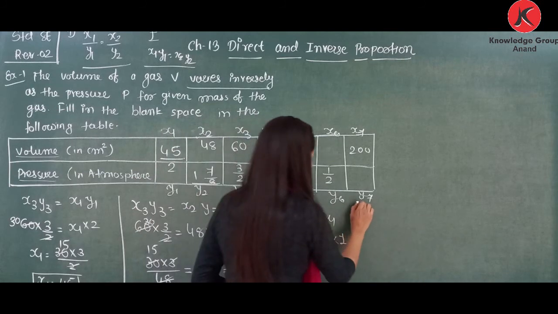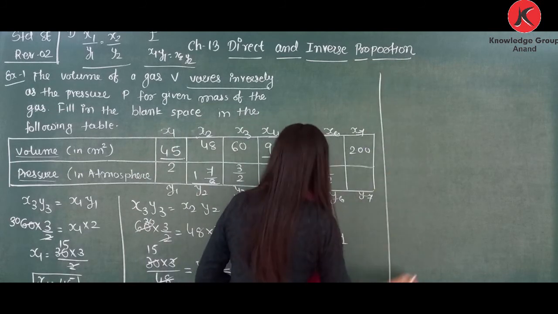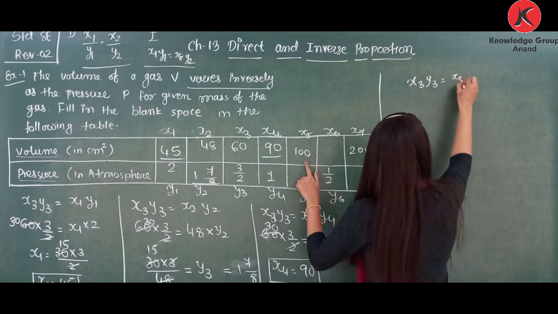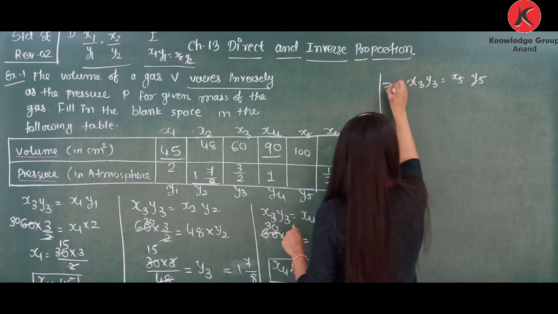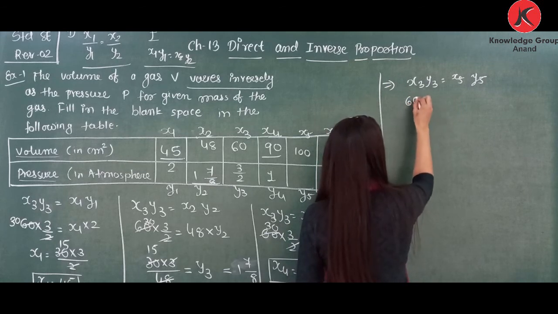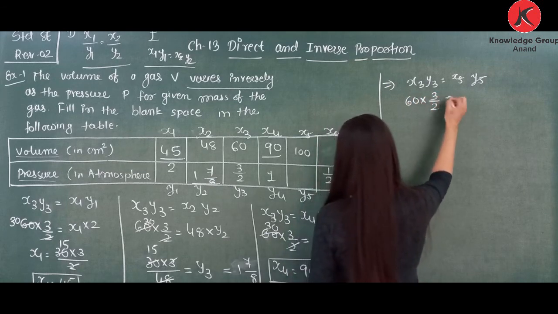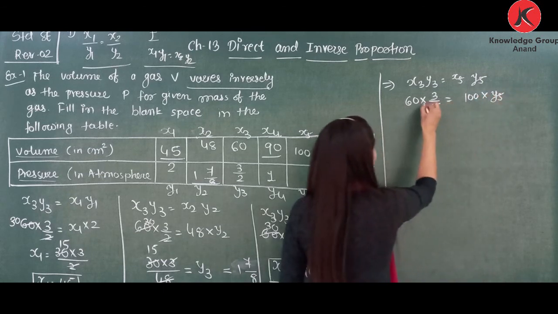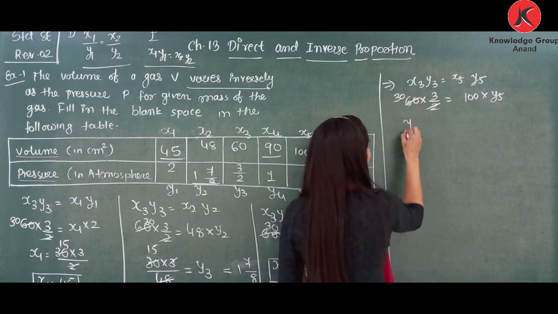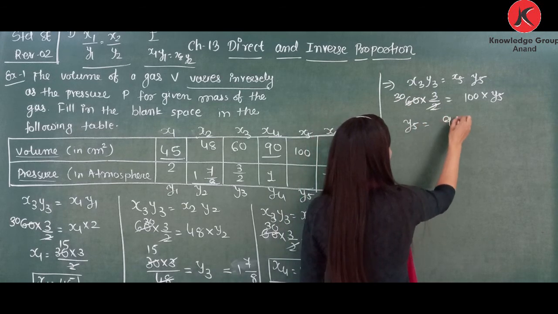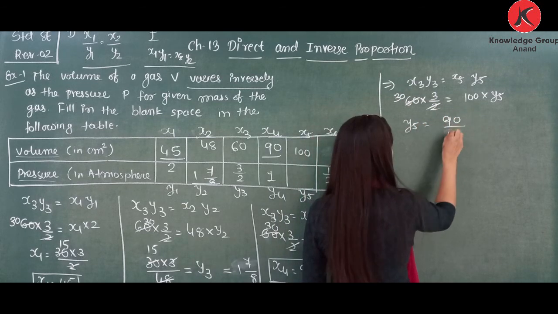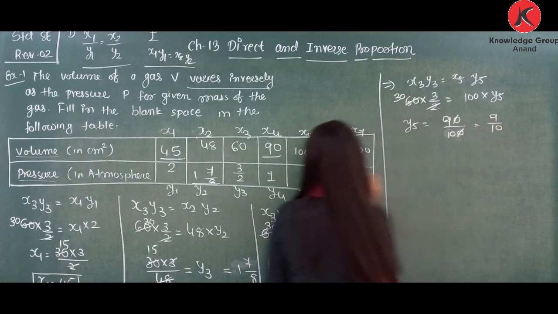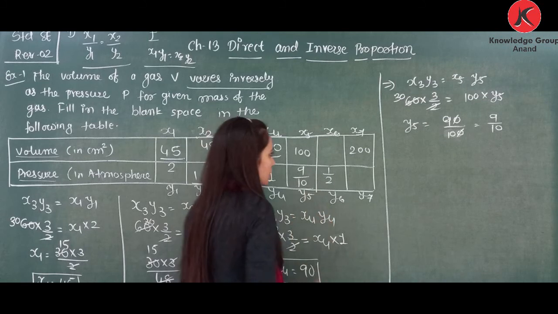Now for the next one, x3 y3 is equal to x5 y5. x3 is 60, y3 is 3 by 2, x5 is 100, y5 we need to find. Take 100 and divide, so y5 is equal to 90 by 3, take 100. So that is 9 by 10. So here we get 9 by 10.